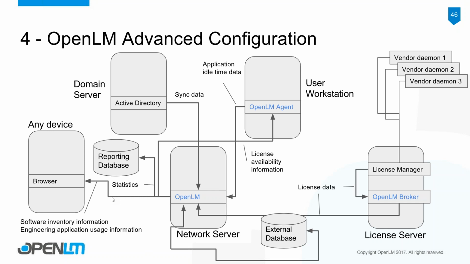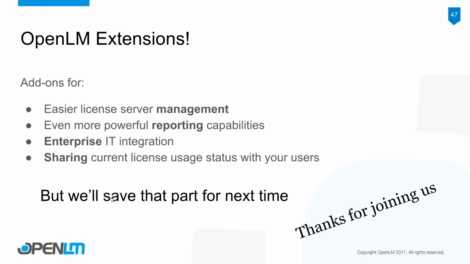So, for example, with this configuration, users can query the availability of licenses, including the location of checked out licenses. With the optional OpenLM directory synchronization extension, for example, users and organizational units get updated from the Active Directory into OpenLM. And with the Reporting Hub extension, a dedicated reporting database is automatically built once a day, ready for querying. So, in short, the OpenLM extensions give you more powerful reporting and let you integrate with other IT systems. It gives your users information about license availability and more.